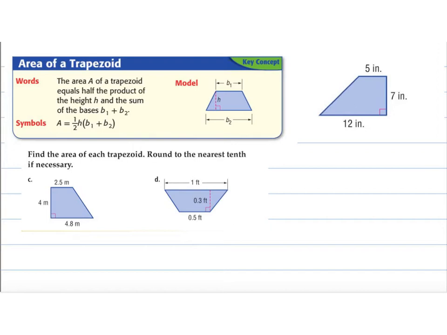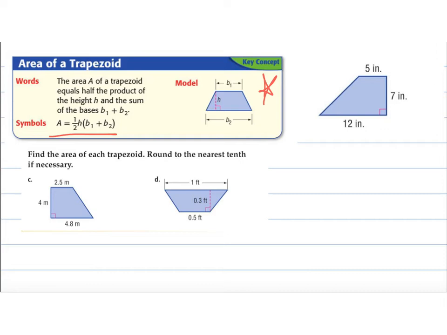Okay, the area of a trapezoid. So a trapezoid has one set of parallel sides, and then the other sides are not. But our formula here, 1/2 times the height, and then in parentheses you're going to add the bases together. And then make sure you have this picture drawn as well. The bases are the sides that are parallel to each other, base 1 and base 2.